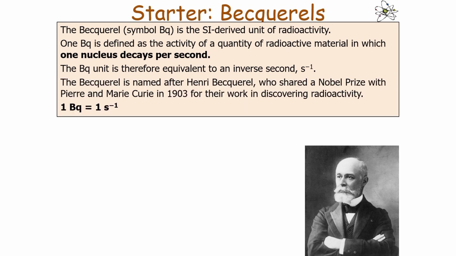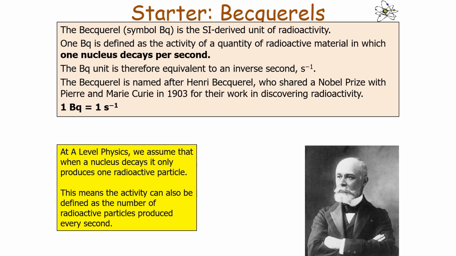So the becquerel, which is the unit of disintegration, is named after Henri Becquerel, who shared a Nobel Prize with Pierre and Marie Curie in 1903 for their work in discovering radioactivity. Now it's important that at A-level physics we only assume that when a nucleus decays it will produce 1 radioactive particle. So this means the activity can also be defined as the number of radioactive particles produced every second by a sample.